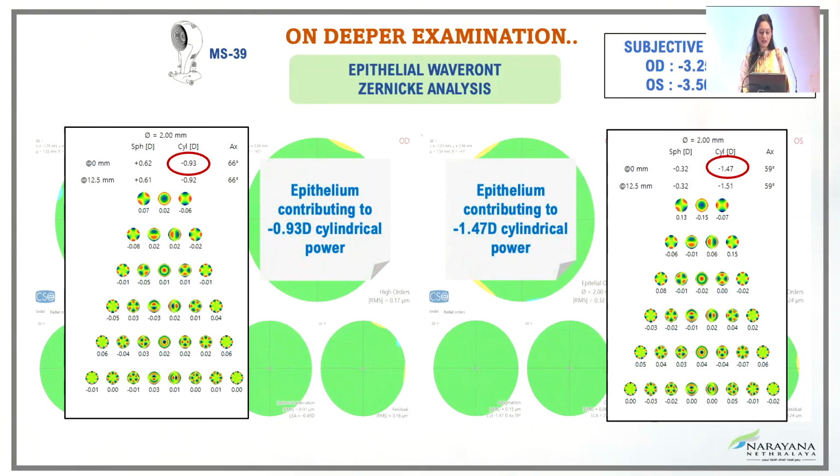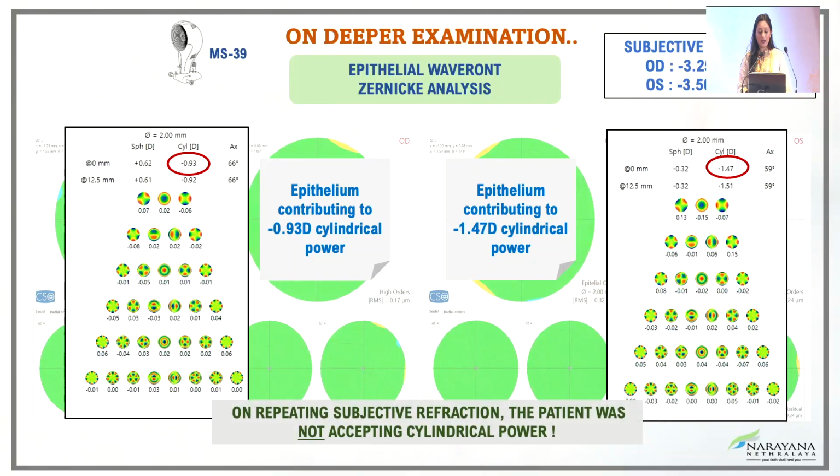If you see here, the right eye, where the patient is not accepting any cylinder, the epithelium has minus 0.93 cylinder in the right eye, and the left eye has minus 1.47. Now the epithelium has aberration. Why is the patient not accepting it? It's because of accommodation, and he's ignoring the aberrations, and that's probably why his quality of vision is not right.